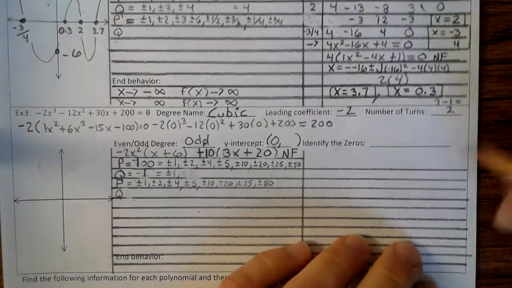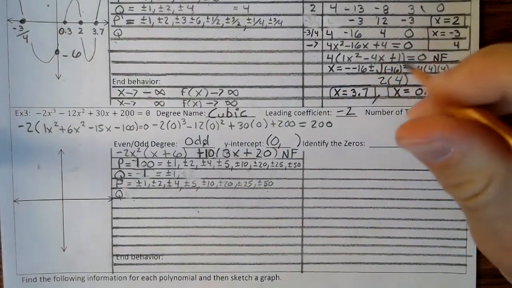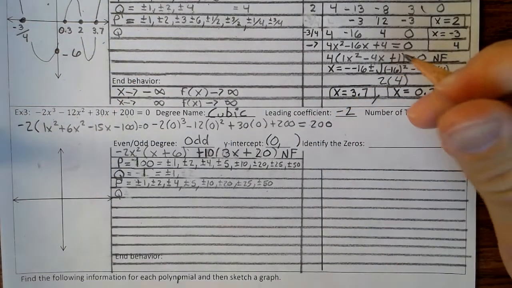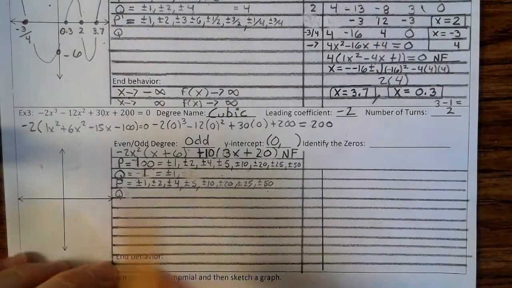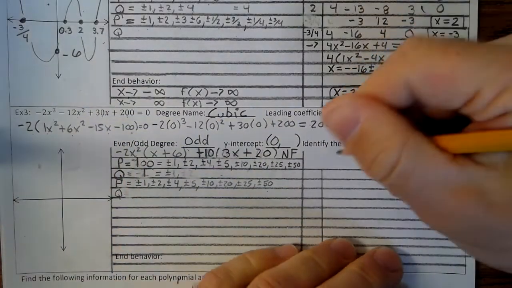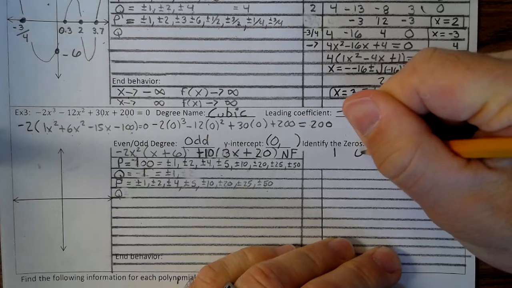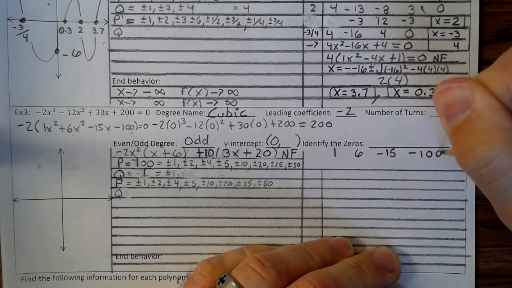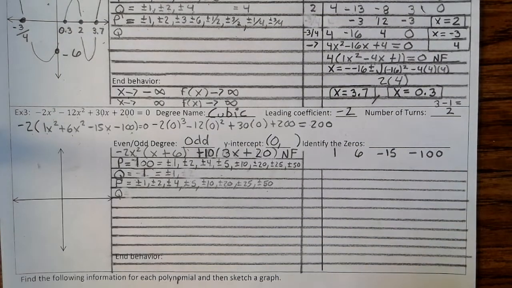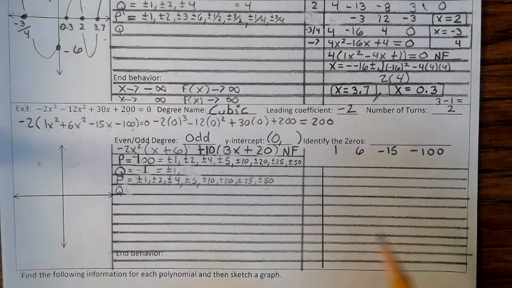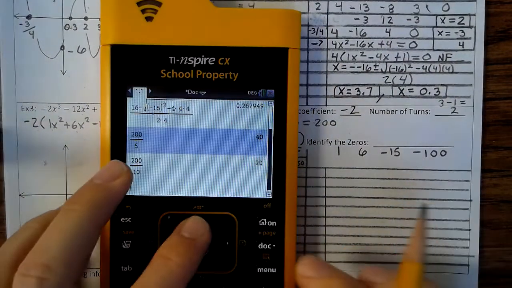All right, so now we use synthetic division. Because we factored out the negative 2, let's make our job easier and use these terms, okay? So 1, 6, negative 15, negative 100. All right, and again, so we don't have to go through all of the combinations, let's graph it and find the first zero, okay?